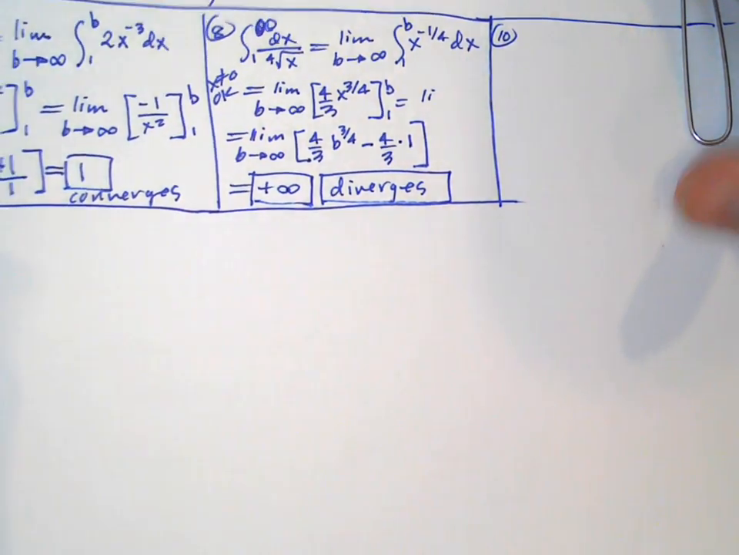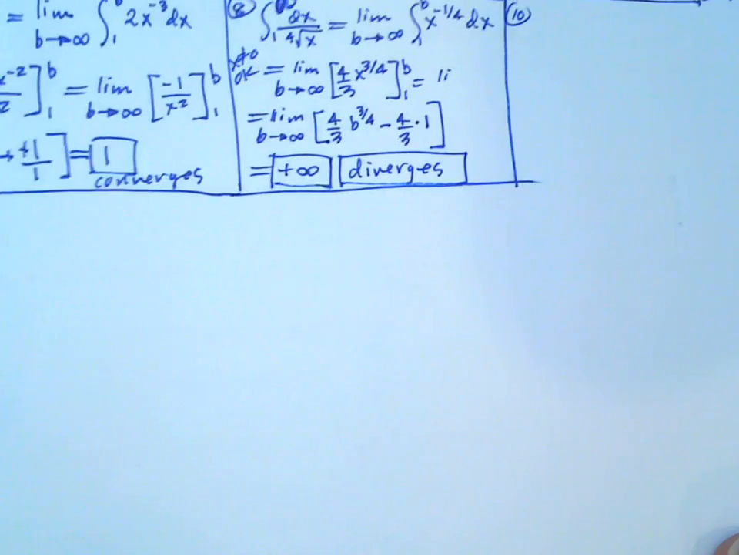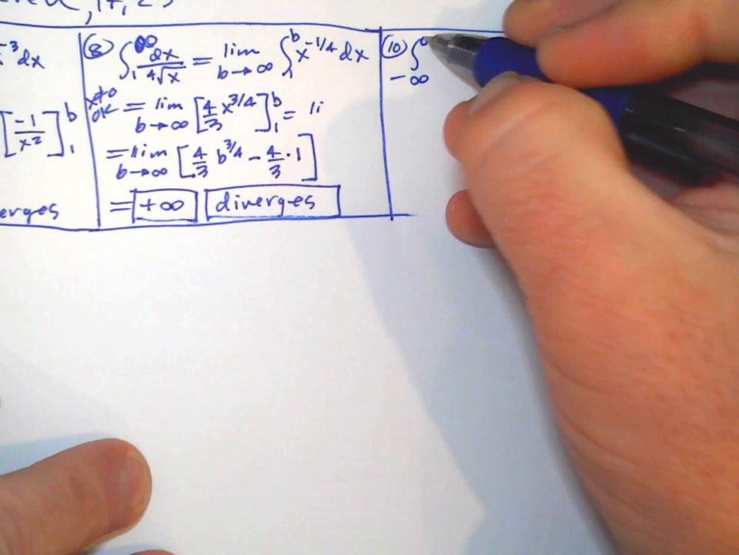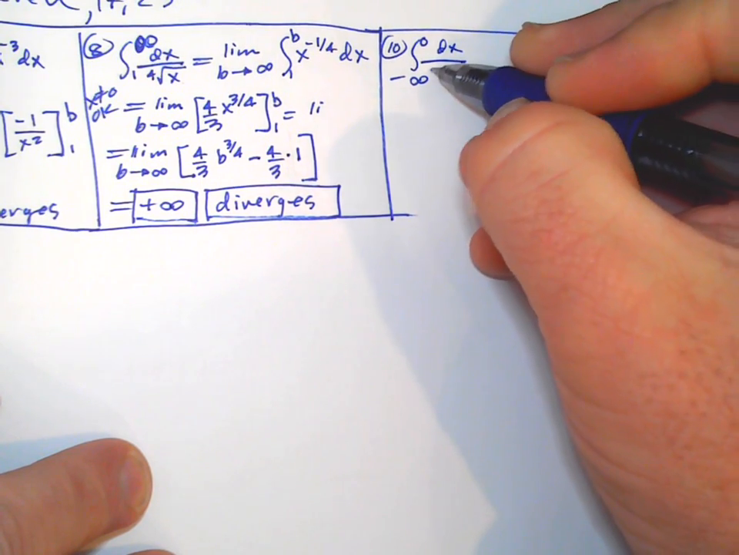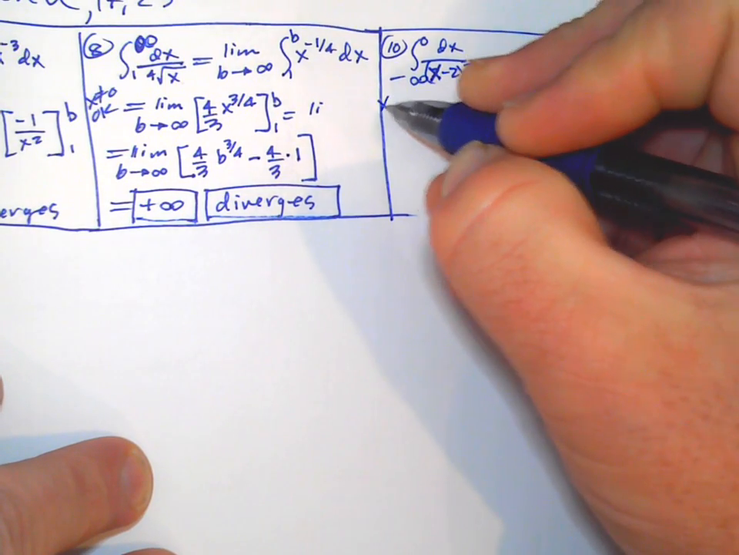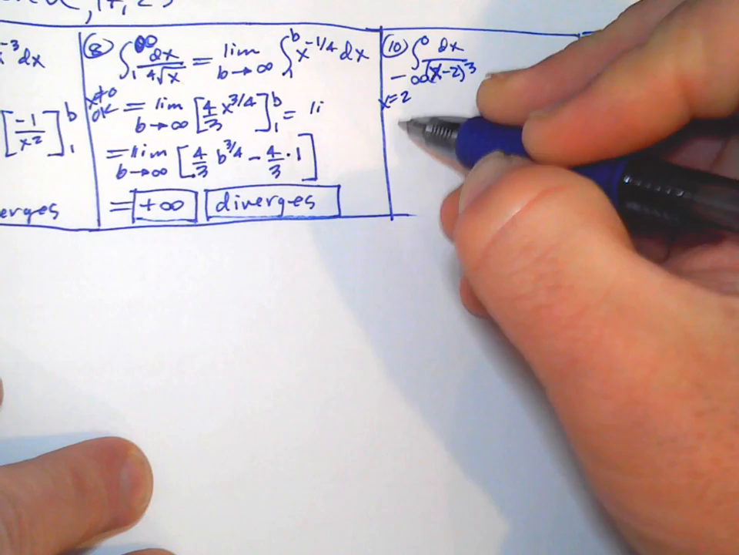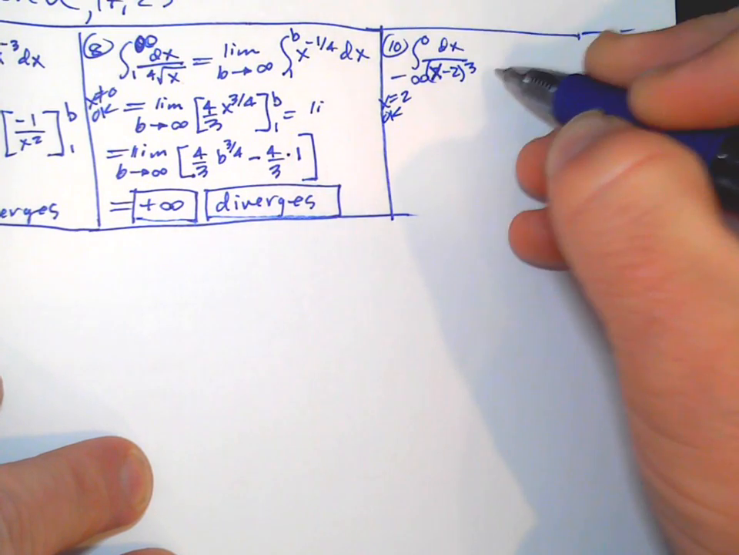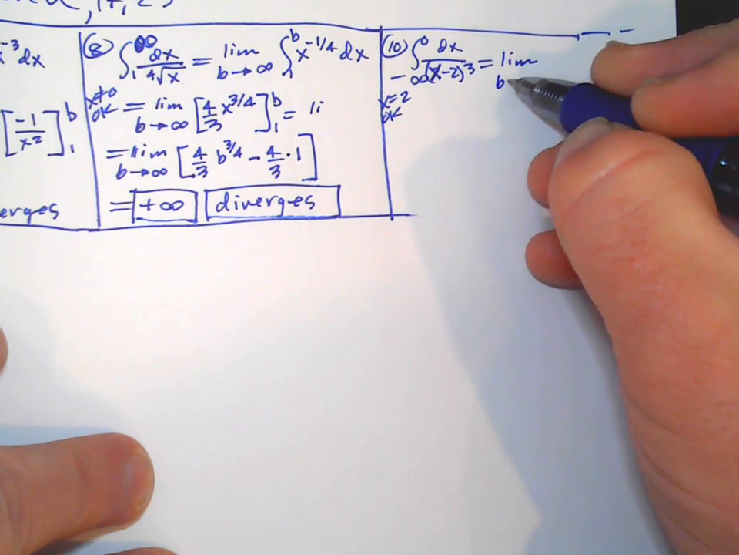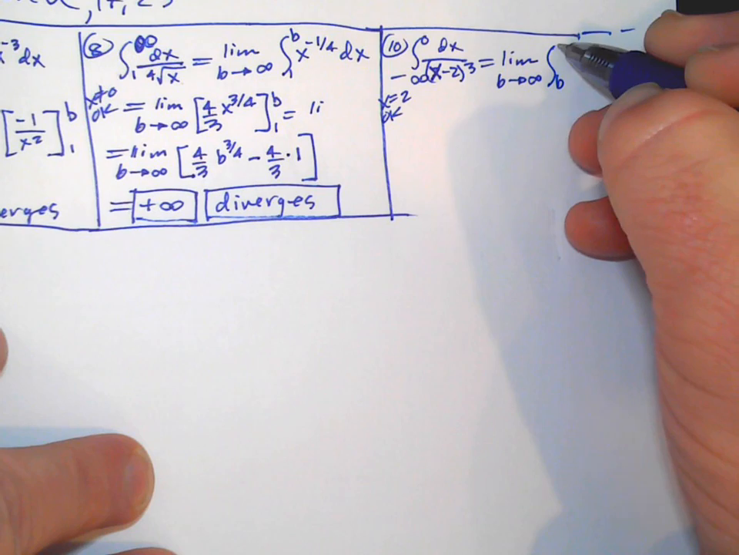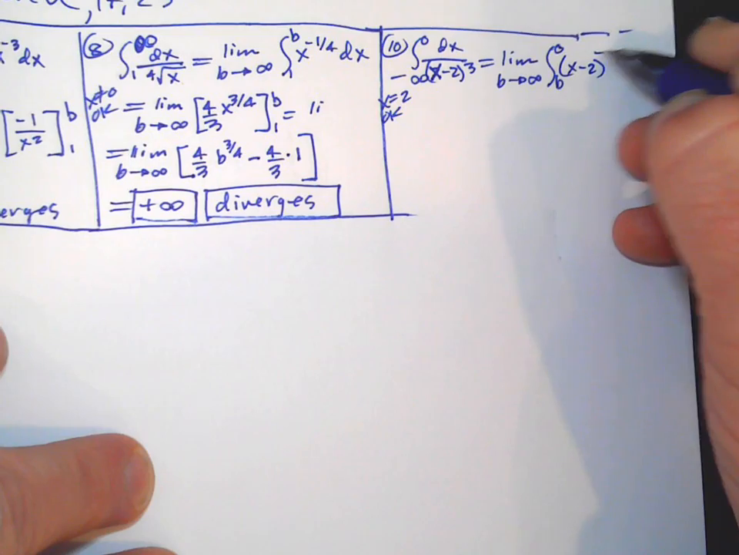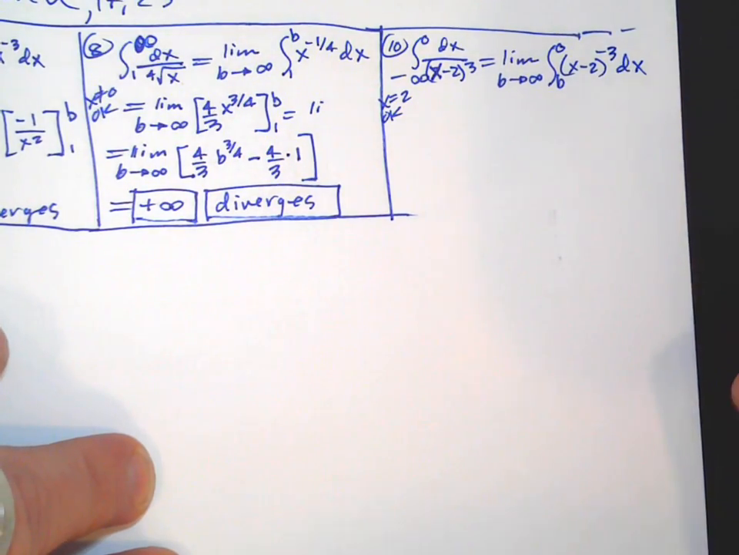All right, number 10. Number 10 is the integral from negative infinity to 0 of dx over (x minus 2) cubed. So x cannot be 2, which is okay for us because we're integrating from negative infinity to 0. But that will be an issue very soon. So we rewrite as a limit as b goes to negative infinity of the integral from b to 0, and I'm going to rewrite this as (x minus 2) to the negative 3rd power. This is a power rule problem.